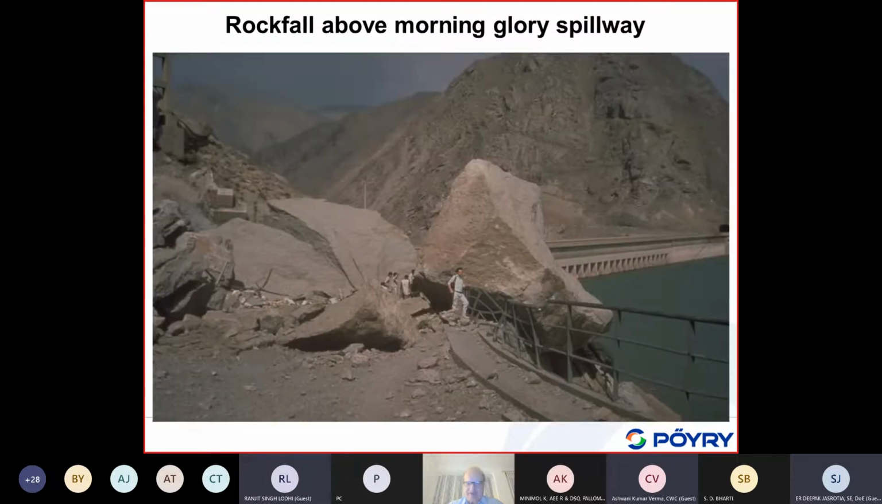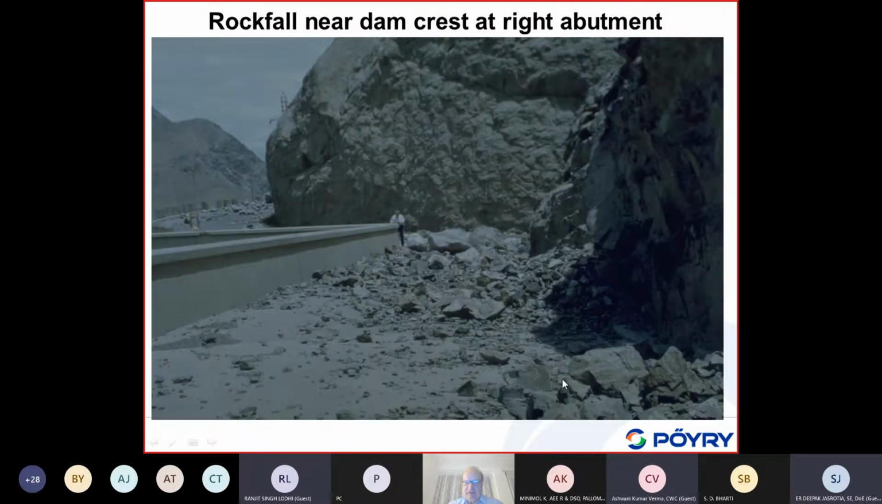Again, this is a picture which I have shown, just one day after the earthquake. The other one is already 10 days later. At that time, nobody could really pass. But you see here this big boulder I've shown before, just above the Morning Glory Spillway. It damaged these railings here.